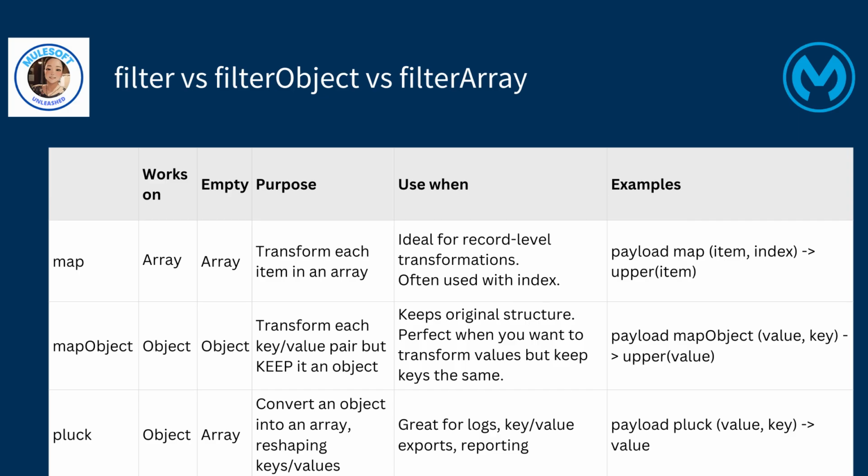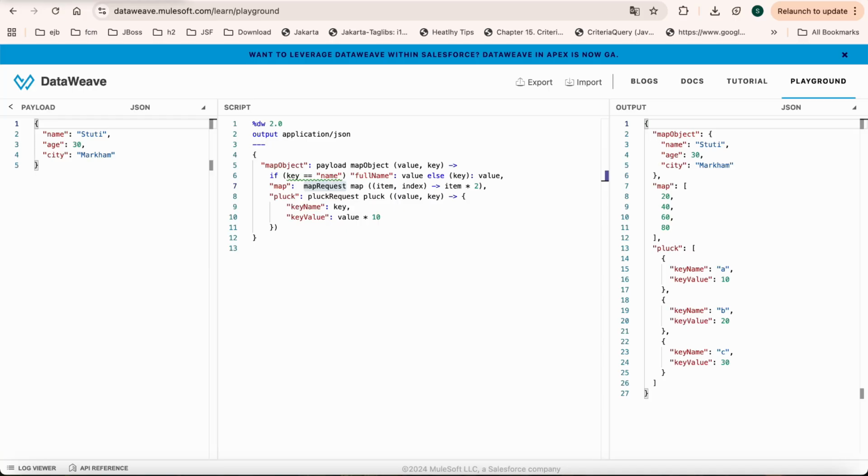Let's look at a few examples to see these in action. Here, we're using mapObject to rename a key. The name key becomes full name while all other keys remain unchanged. Notice how mapObject gives us full control over object keys and their values.